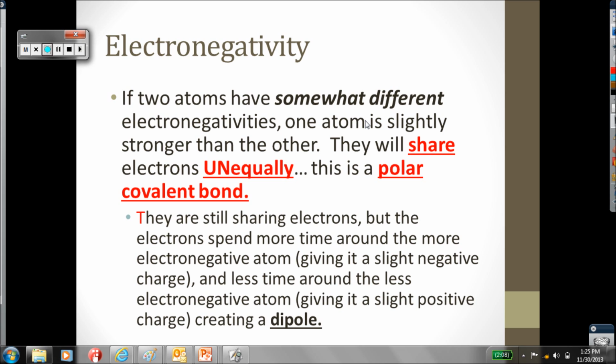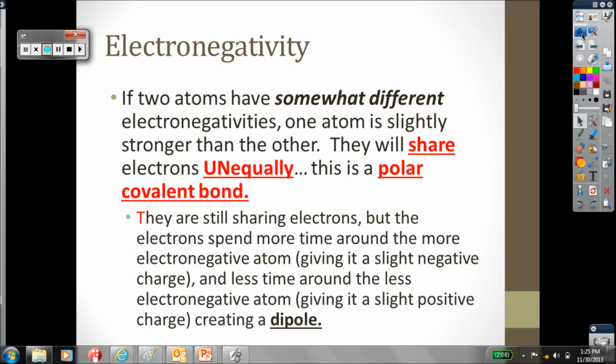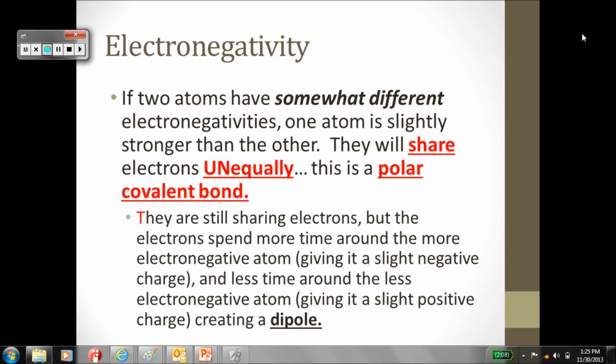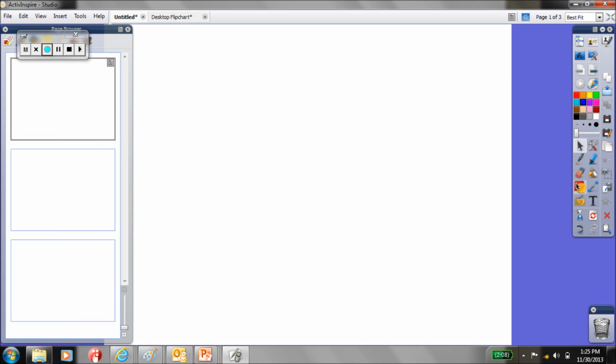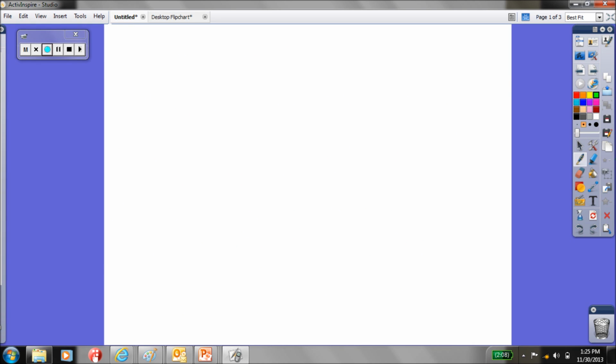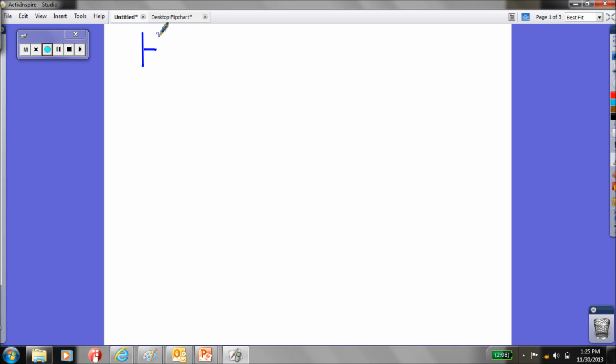One part of the molecule is going to have a slight negative charge, one part is going to have a slight positive charge, and that's going to create a dipole within our molecule. And so let's see how that works with an actual example. For this, we're going to take water as an example, because we've talked a lot about water, and we've talked a lot about how water is a polar molecule. And so in water, we have a bond between hydrogen and oxygen.